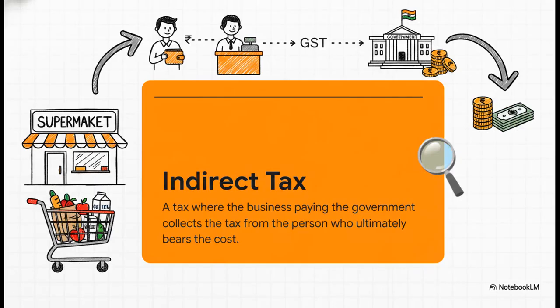Let's make this super simple. Imagine you're at the supermarket. You buy your groceries, and the supermarket tacks on GST to your bill. They collect that tax money from you, and then they turn around and pay it to the government. So in the government's eyes, who's the taxpayer? The supermarket. But where did that money really come from? Yep, your wallet. The business is basically acting as a tax collector for the government. That's the whole idea behind an indirect tax.